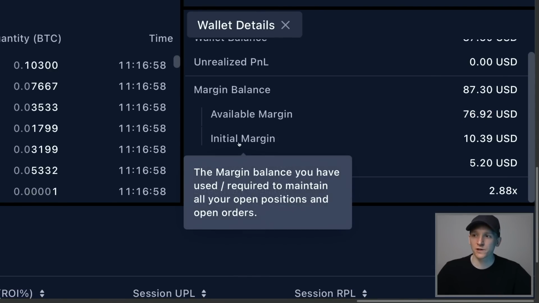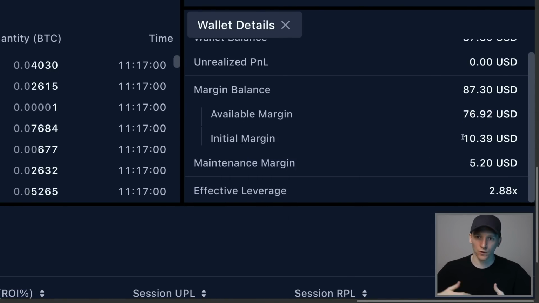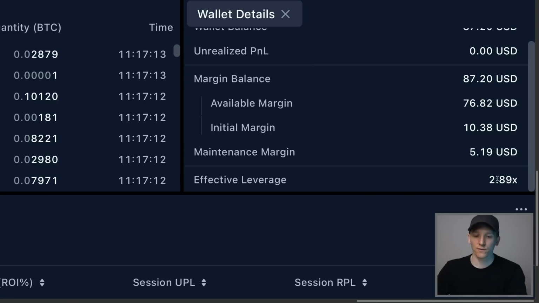So when you open a position, you have to pay some initial margin to open the position initially, and then you have to pay some maintenance margin as well. And then, of course, you have to pay loan fees on top of that. So that's tied up into the trade when you open it. Now, the effective leverage, it works out as 2.88.